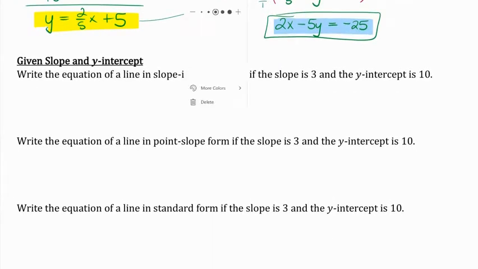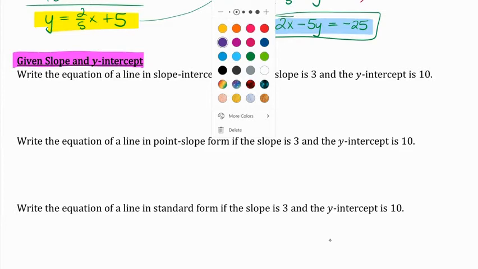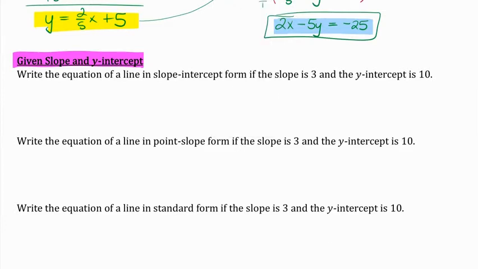So our first section here is I want to write the equation of a line if I am given the slope and the y-intercept, okay? Well, we know what those two things are, right? Slope is m, and y-intercept is our b. Now this says write the equation of a line in slope-intercept form. So you want to pay attention to what form I need to write this equation in at the end. So I want to end up in slope-intercept form, y equals mx plus b, right?